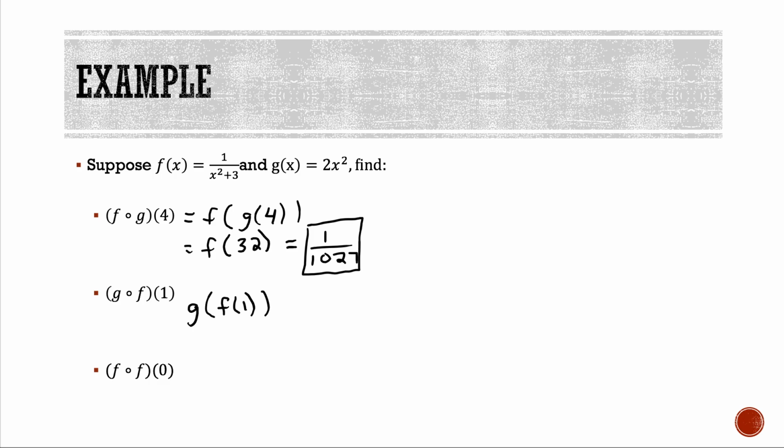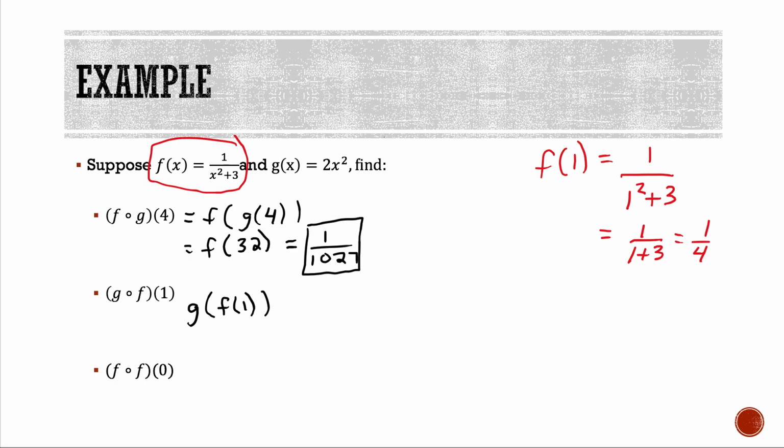All right, so first thing I need to do is inside the parenthesis, I need to take my f function, and I need to find something that's equal to f of 1. So I'm going to take my function, and wherever there's an x, I'm going to plug in a 1. So I have 1 over 1 squared plus 3, which will end up being a 4th. All right, so we do our first substitution. We say that f of 1 is 1 over 4, and we substitute that in.